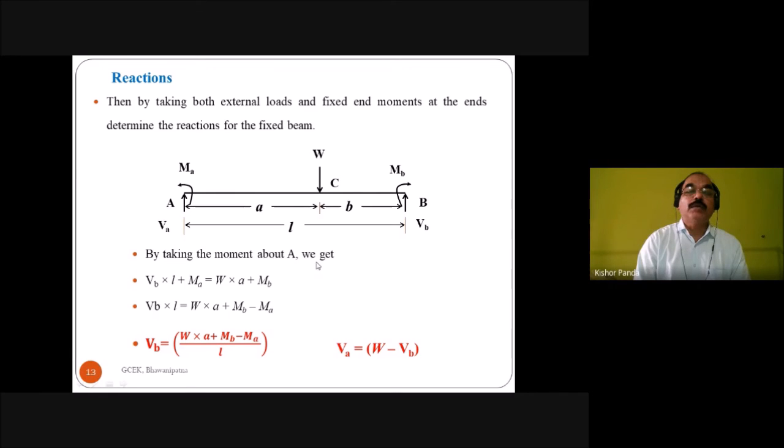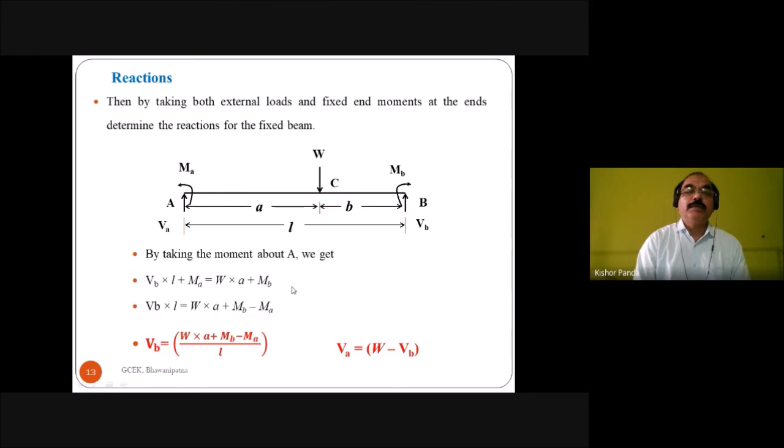By taking moments about A, we get VB into L. This moment is anti-clockwise, VB into L, and this given moment is anti-clockwise, so VB into L plus MA is equal to W into A. This moment is clockwise when taking moments about A, W into A, and this given moment MB is clockwise, so W into A plus MB. Then VB into L is equal to W into A plus MB minus MA. Then VB is equal to (W into A plus MB minus MA) by L.